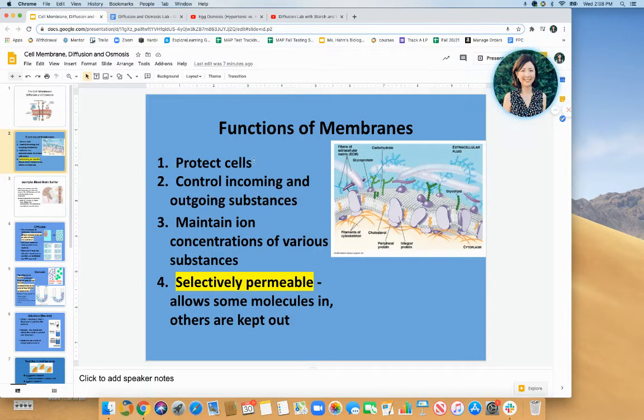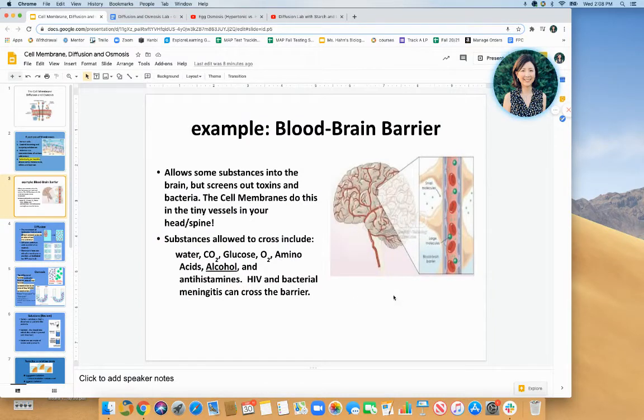So the membrane protects cells, it controls what goes in and out, and it maintains ion concentrations of various things inside and outside the cell. Remember, everything has to be balanced for the cell to function correctly, and this membrane is what we call selectively permeable.